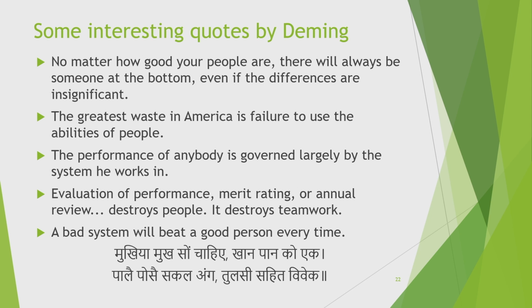He said that the system should be good, and this type of viewpoint is also kept, like in Ramcharitmanas, where Goswami Tulsidas has given a guideline: मुखिया मुख सो चाहिए, खान पान को एक, पाले पोसे सकल रंग तुलसी सहित विवेक. That means the head man should be like the mouth in the body. We eat something from the mouth, but the mouth doesn't discriminate, and it gives an equal share of the food to all limbs of the body. Similarly, the head should also involve everybody in quality.